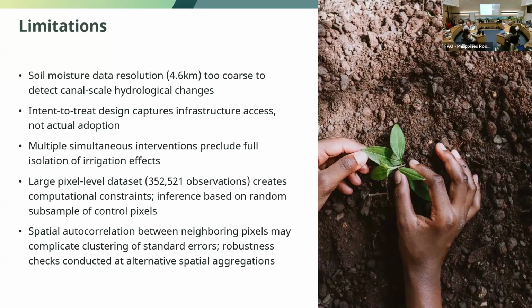Third, multiple simultaneous interventions within this program, such as land rehabilitation, watershed management, and soil and water conservation, but also other programs in the region, mean that we cannot fully isolate the effects of irrigation alone. On the computational side, the scale of pixel-level data creates constraints. The 15-kilometer buffer is a huge region, and we had to gather pixels from all of that region, so it's computationally super heavy. Spatial autocorrelation between neighboring pixels complicates standard error estimation, though we addressed this through the robustness checks that we did.